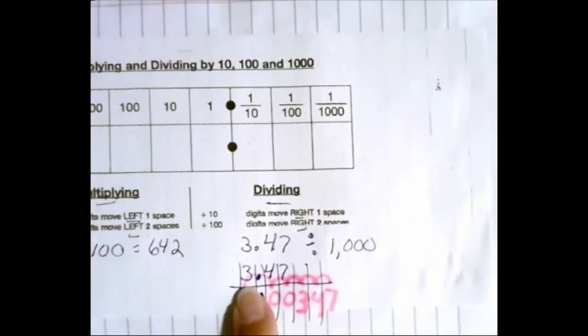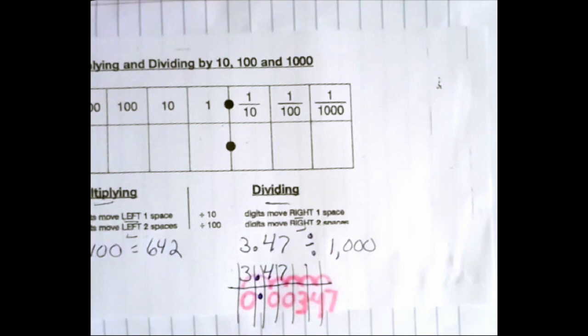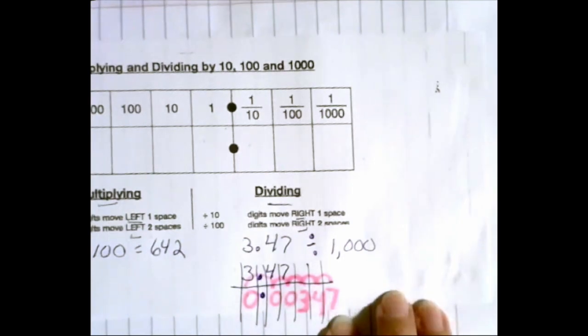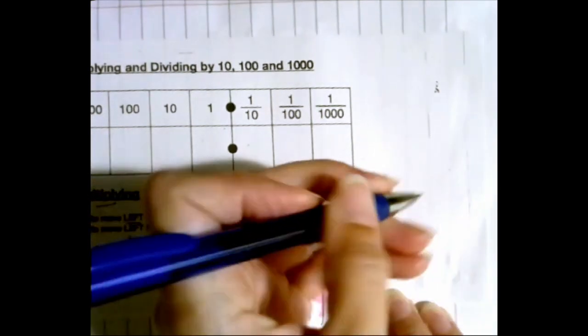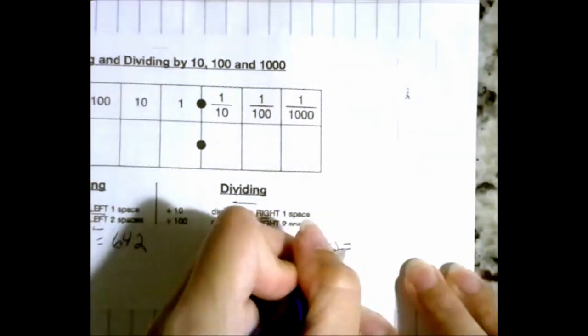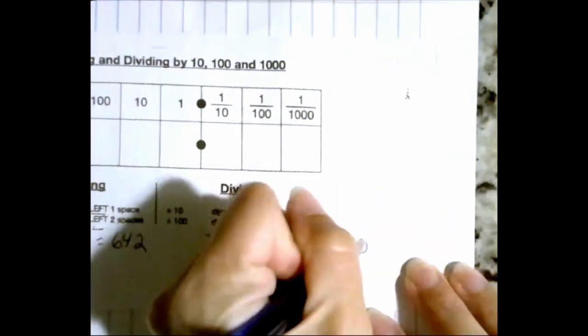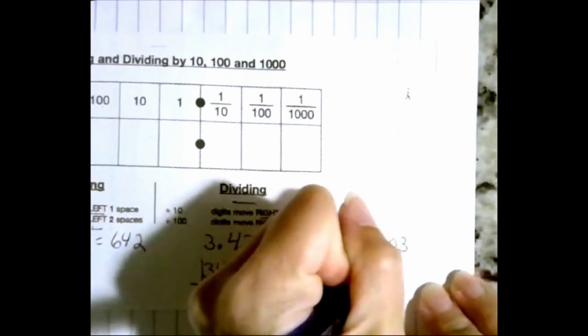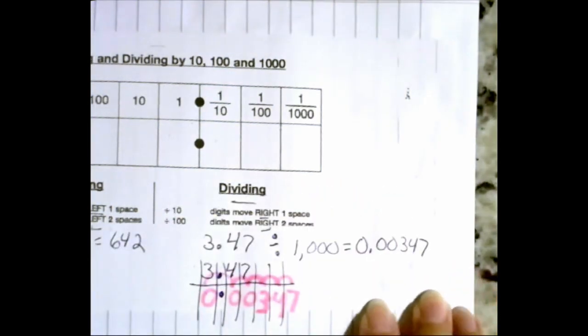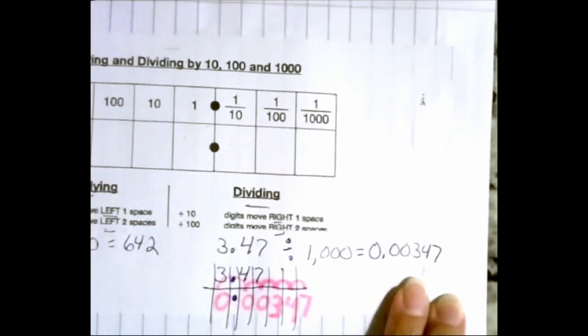So 3.47 divided by 1,000 is actually 347 hundred-thousandths. So I can go ahead and put my answer equals 0.00347 hundred-thousandths. That is very, very small.